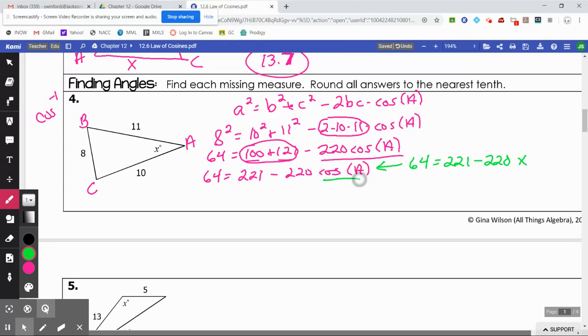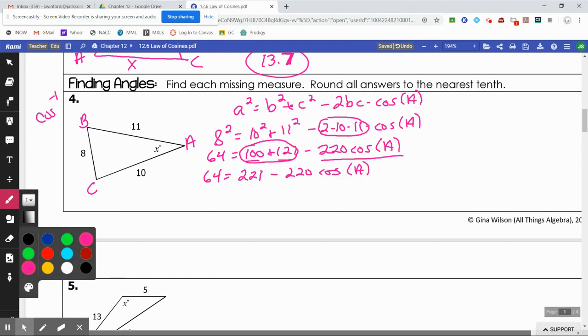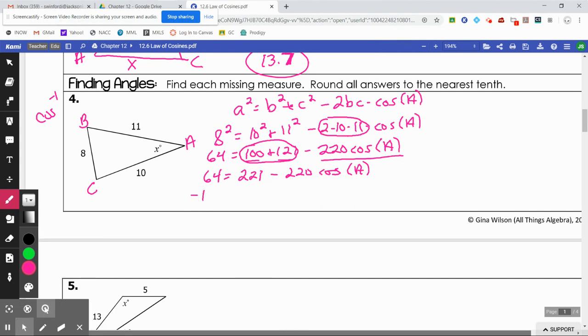You have an unknown right here. We've got to isolate that unknown. Well, how would you isolate that? You would move the 221 over, and then since these are being multiplied, you'd divide by it. And we're going to do the exact same thing with this problem. Let me erase that. Next step, move that 221 over by subtracting. And that gives you negative 157 equals negative 220 cosine of A. To get rid of the negative 220, we're going to divide by it.